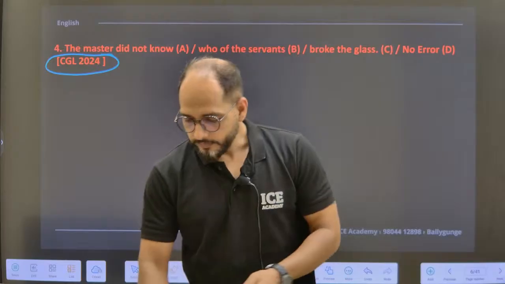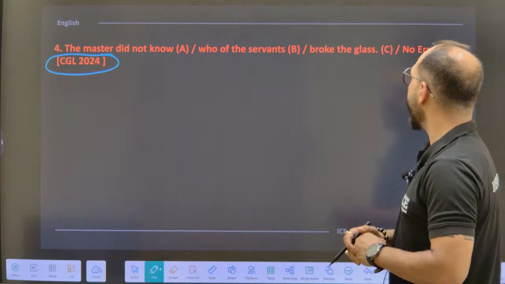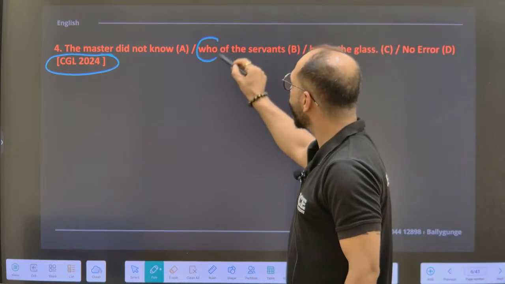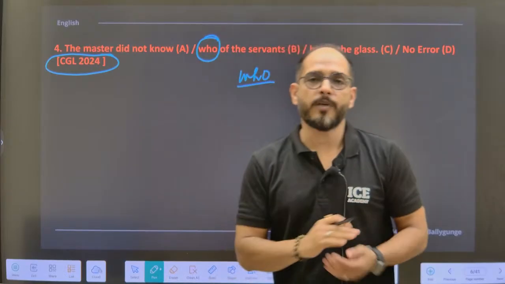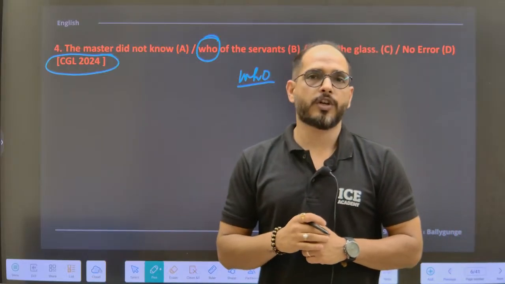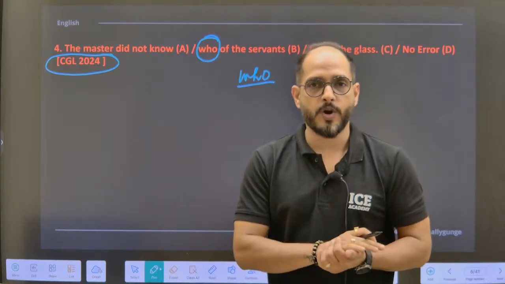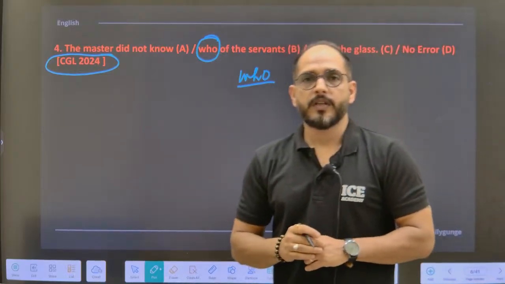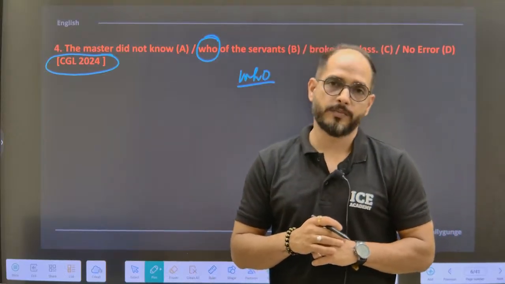Okay, let's go. The master did not know who of the servants broke the glass. Look at who here. Tell me, what kind of pronoun is who? You will all answer, sir, this is an interrogative pronoun. I will say yes, of course you are right, this is an interrogative pronoun, but is this sentence an interrogative sentence? No, this is not an interrogative sentence.